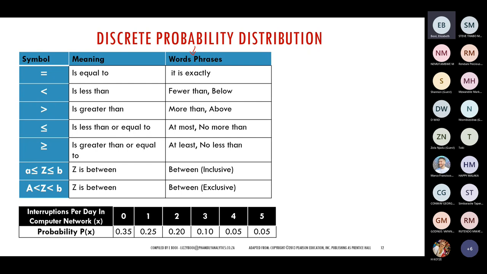So you need to know how to take these word phrases and assign the sign. It's very, very important. For example, let's use our example that we came with from the beginning, the interruptions per day of a computer network. So we're going to use this to answer questions relating to this. I'm going to stick to 2 all the way. So if I need to calculate the probability that it is exactly, I need to know that they are asking me to calculate the probability that X equals 2, exactly 2. So I just need to go and take the probability, which is 0.20.